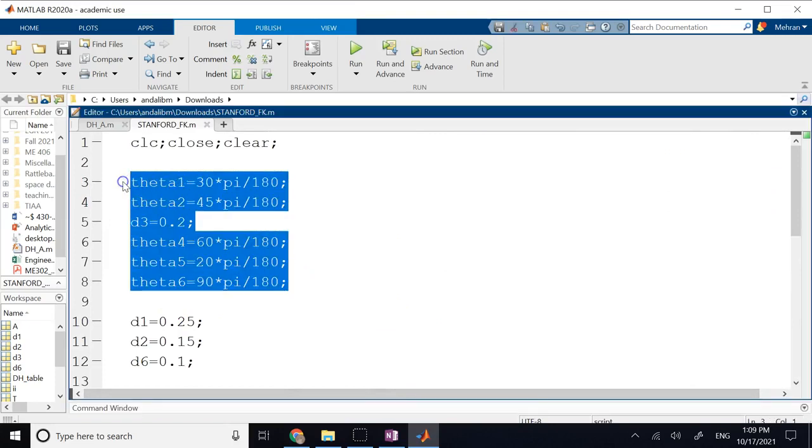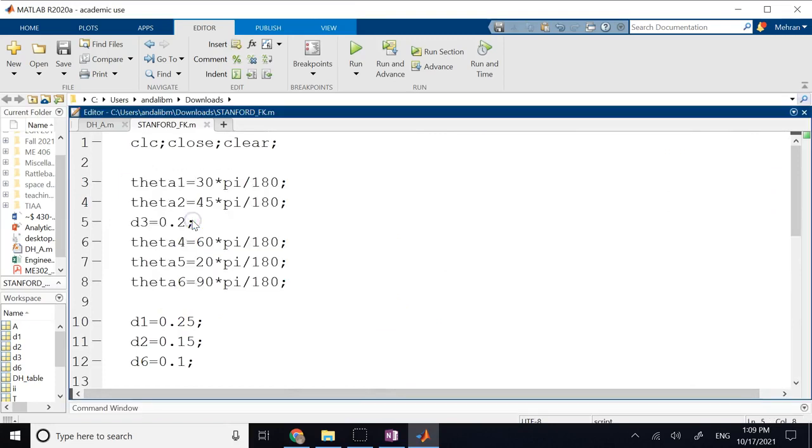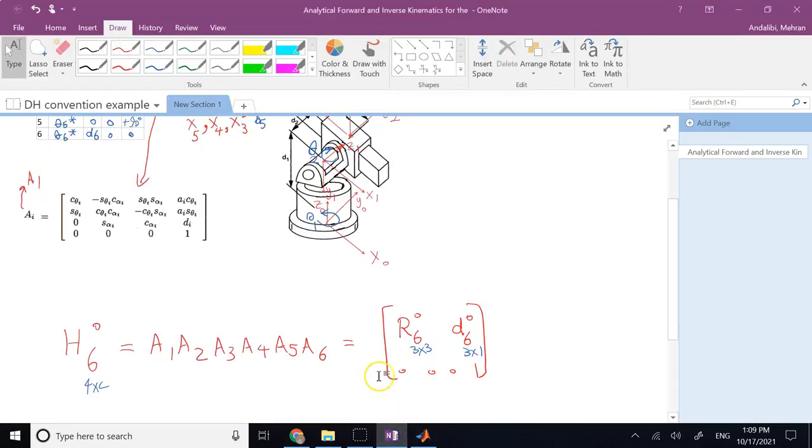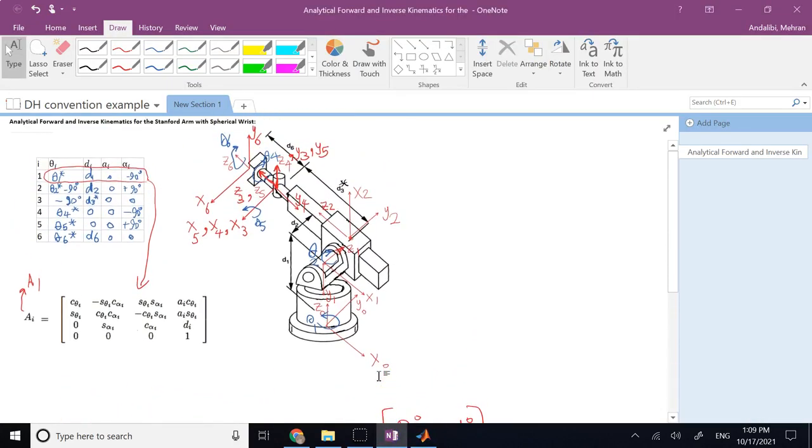So this is what you can do for analytic forward kinematics of this robot. You can change these angles and this distance D3 constantly and find the location and the orientation of the end effector, and you can even animate it or anything that you want. So hopefully the forward part of it, forward kinematics, is well understood. Now let's move to the inverse kinematics.